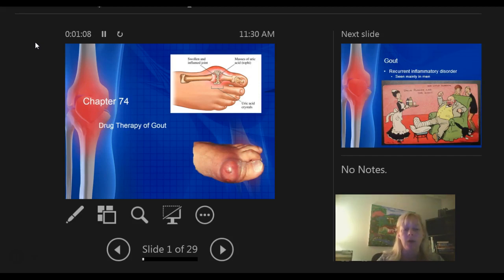But as you can see here, they get it in the joints. So it's not a muscle thing. Again, it's another form of arthritis. It can build up in the joints, and most commonly it's in the great toe. If you can see this picture of the swollen toe, it's very, very painful. I would say almost equivalent to having a kidney stone, people have described it as, because that joint just becomes so full of uric acid crystals.